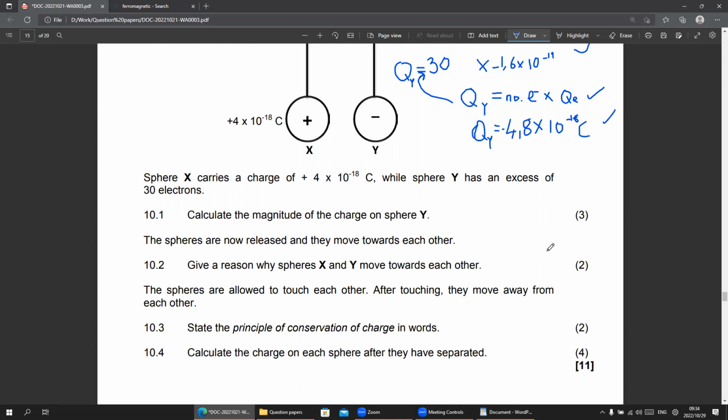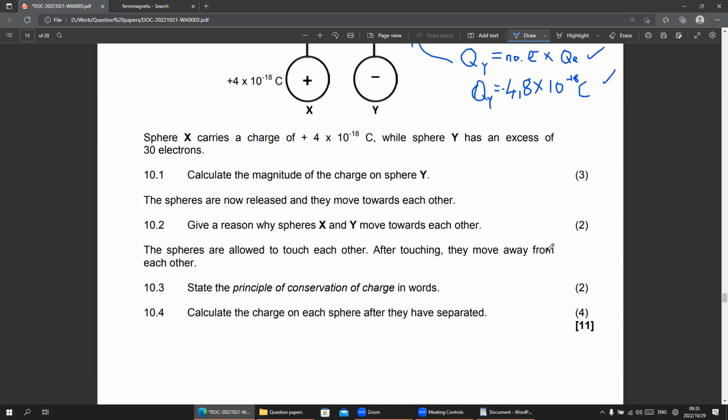They say the spheres are now released and move towards each other. Give a reason why they move towards each other. You can say X is positively charged and Y is negatively charged, and opposite charges attract, and that attraction causes them to move towards each other. This is a lengthy explanation, but it's for 2 marks, so you have to explain as far as possible, because you can't risk losing marks.